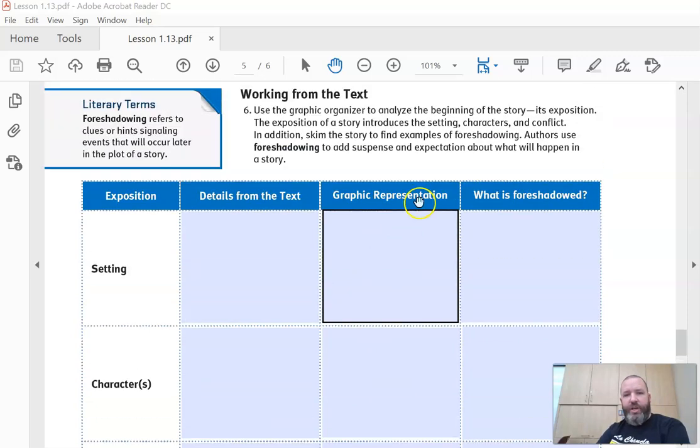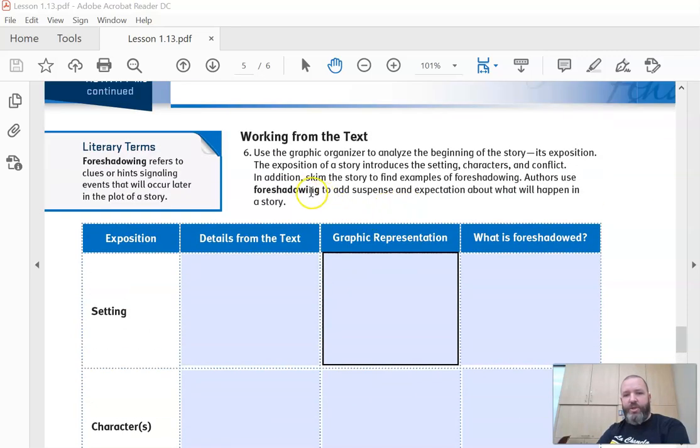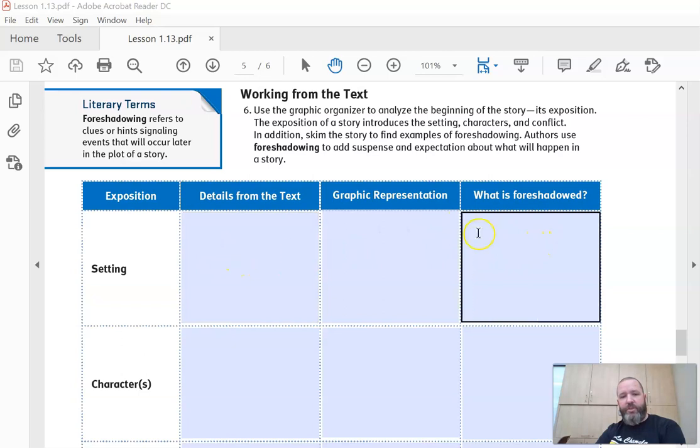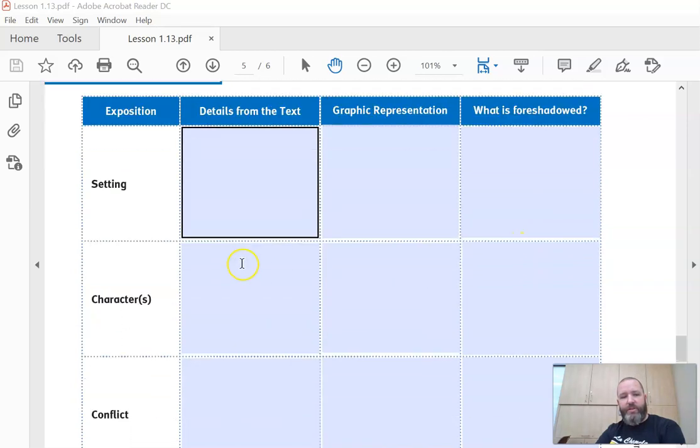And then what is foreshadowed? Okay, so this is our new word, foreshadowing. Authors use foreshadowing to add suspense and expectation about what will happen in a story. So foreshadowing is a clue or a hint the author gives, so you think you know what's going to happen later, so you want to keep reading to see if you were right. Okay, so there's details from the text about the setting and what is foreshadowed by those details. So what hints do we know about what's going to happen in the story based on the setting?